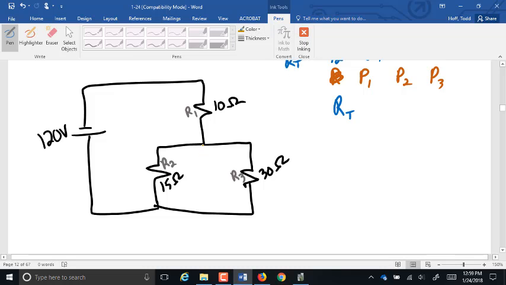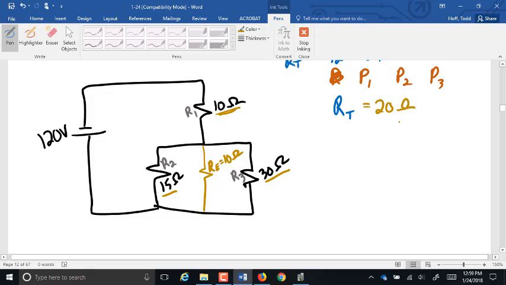Yes, it would, but only for these two, because those two are in parallel. The other one's in series. If I combine the 15 and the 30, what do I get for a total or equivalent resistance? 10 ohms, perfect. That is a 10 ohm equivalent to that parallel, in series with another 10 ohm. So we get a total of 20 ohms.